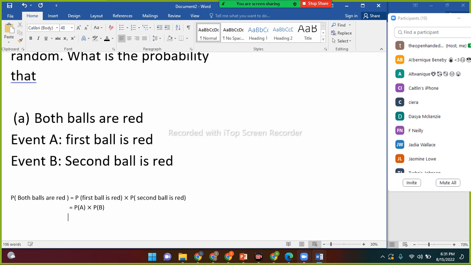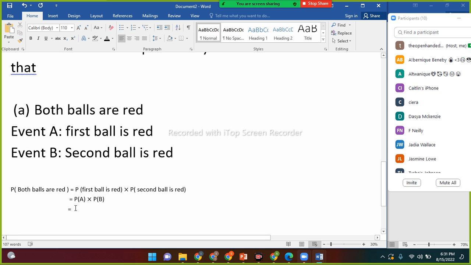Now, what is the probability that the first ball is red? Now, obviously that's going to be a fraction.